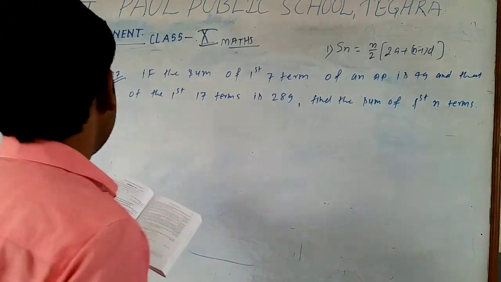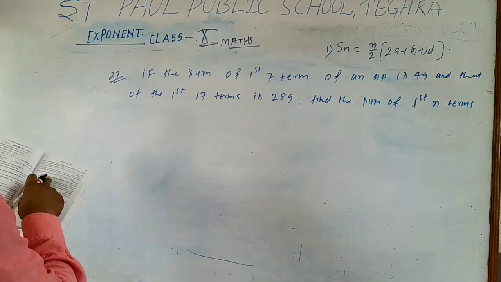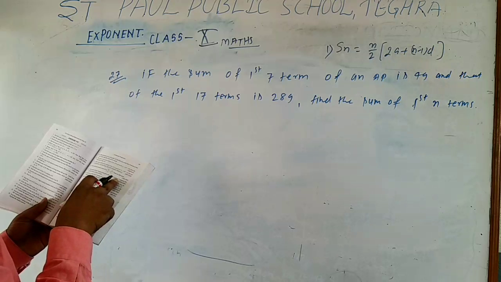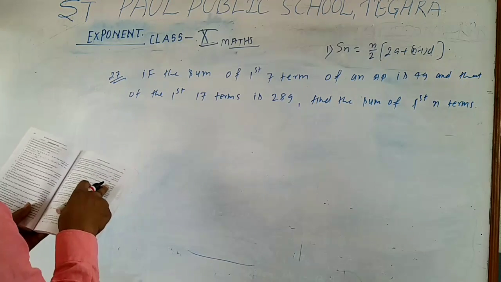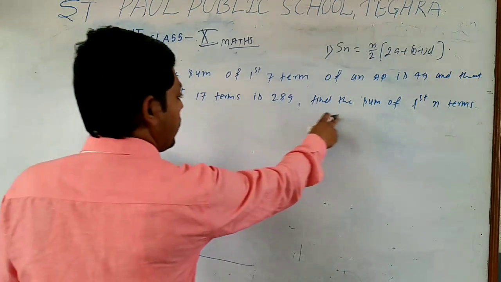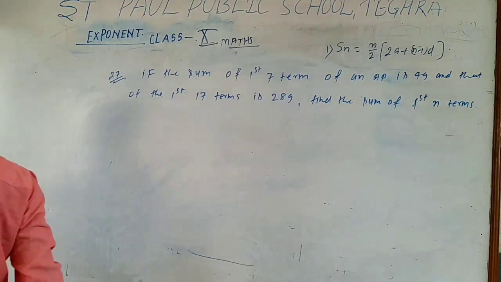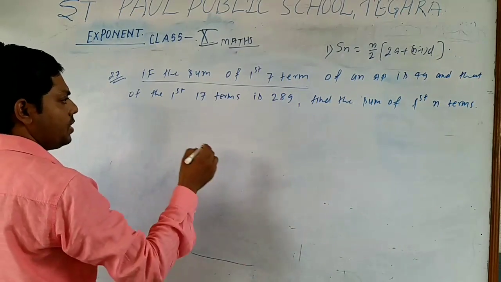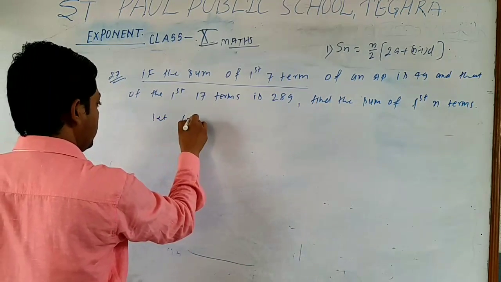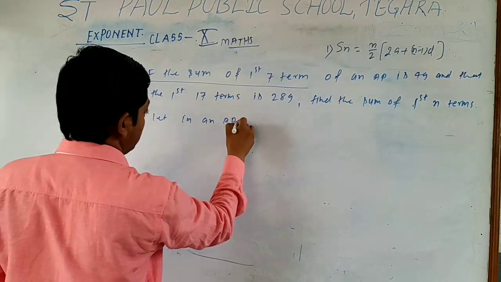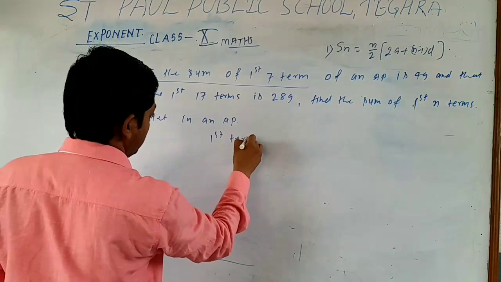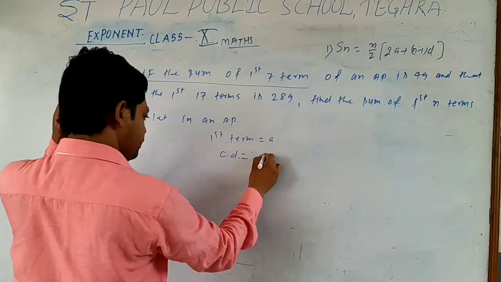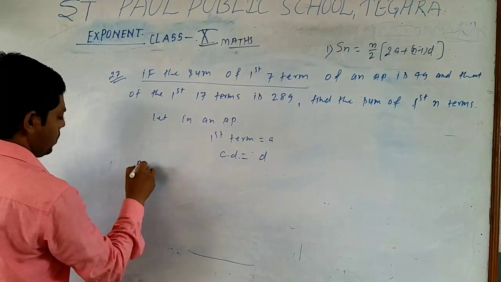Once again, match this question. If the sum of 7 terms of an AP is 49 and that of 17 terms is 289, find the sum of first n terms. Here we see that the sum of first 7 terms of an AP is 49. Let the first term of the AP be a and the common difference be d, according to the question.